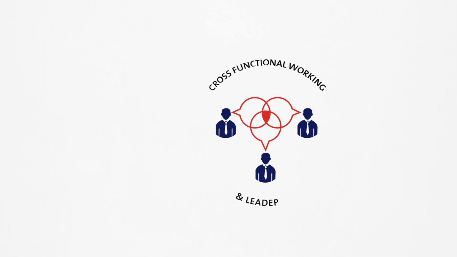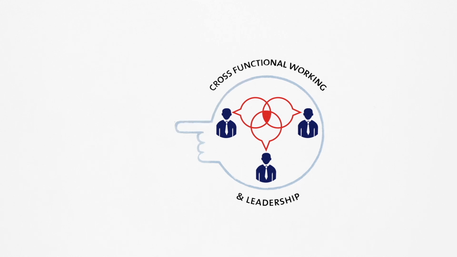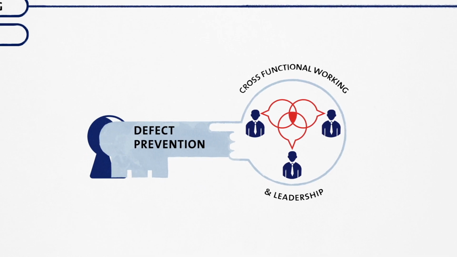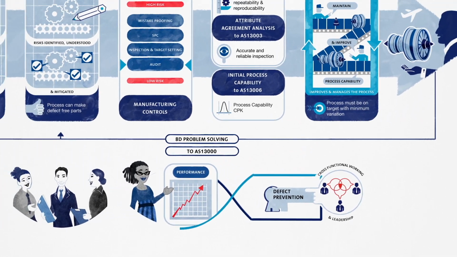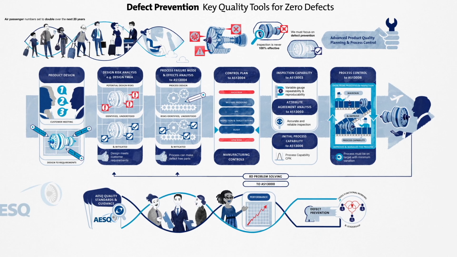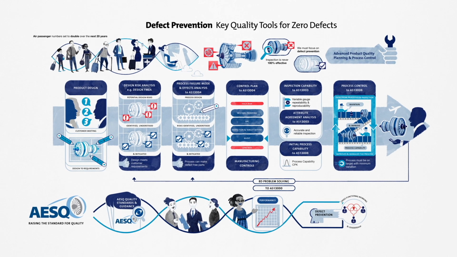Of course, to be effective, all these tools rely on good cross-functional working and leadership that creates an environment intolerant of non-conformance. After all, defect prevention is a key route to achieving our promise of defect-free products and services. AESQ, raising the standard for quality.